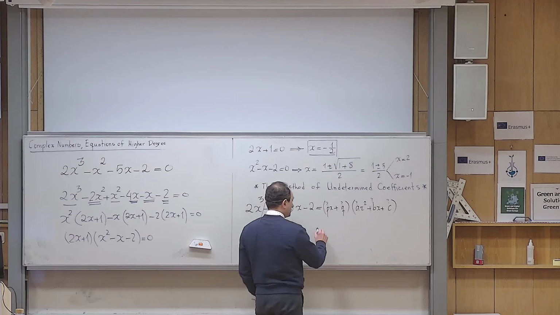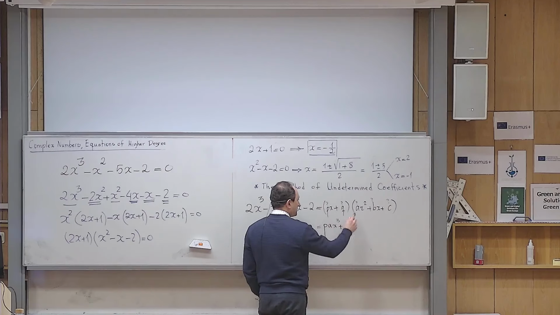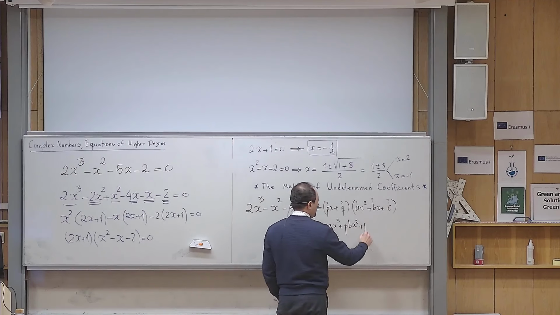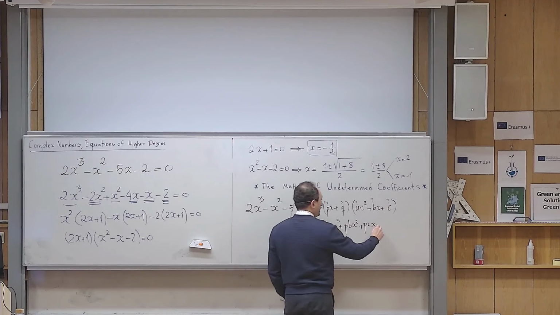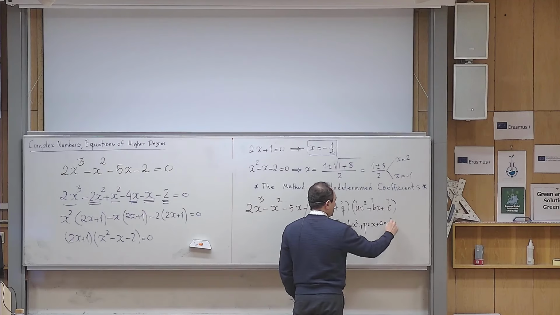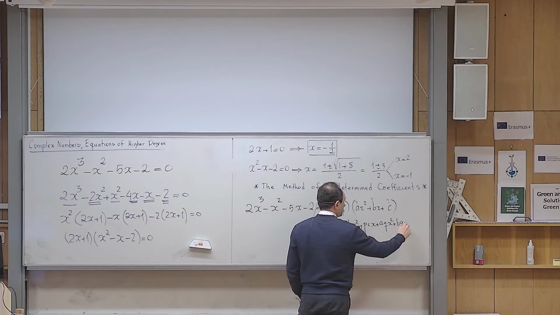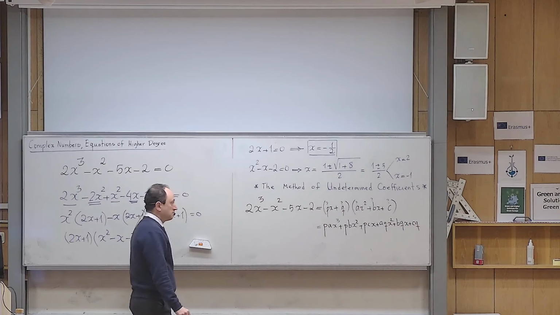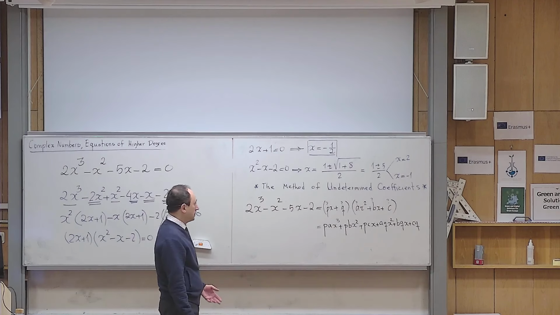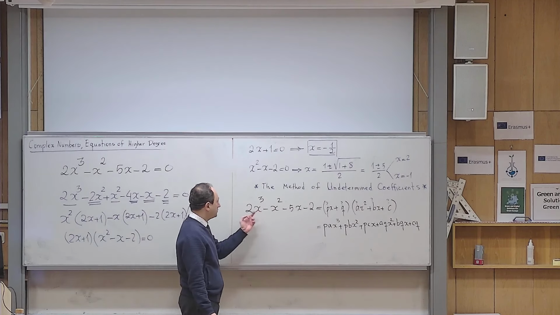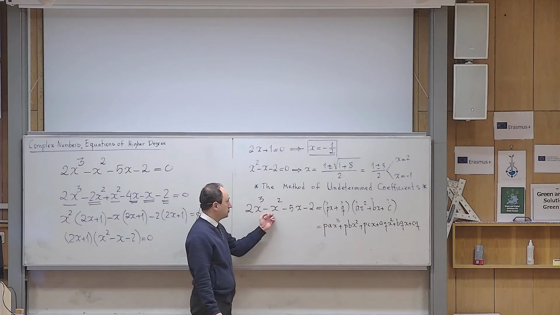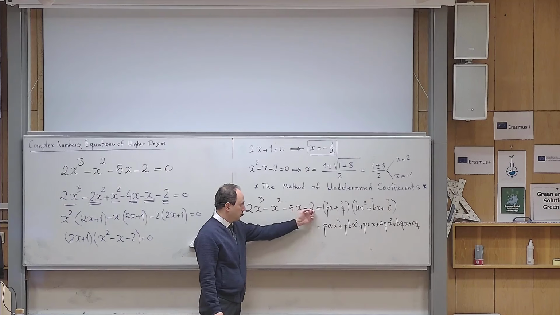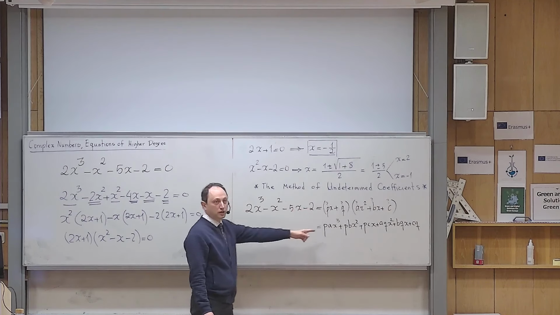Yes? So what I do, I will multiply, so it becomes PAx cubed. And then it becomes PBx squared. Then it becomes PCx. Then it becomes AQx squared. Then it becomes BQx. Then it becomes CQ. But this is not organized because here I have one cubic term, one quadratic term, one term with degree 1, and one constant. So I have to organize it.